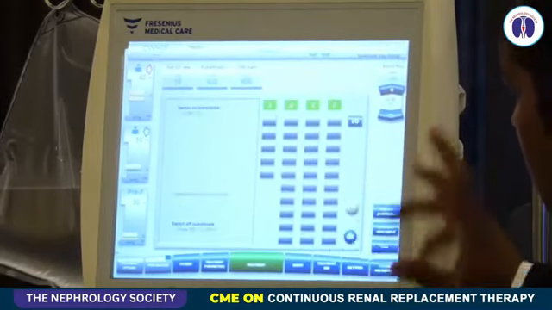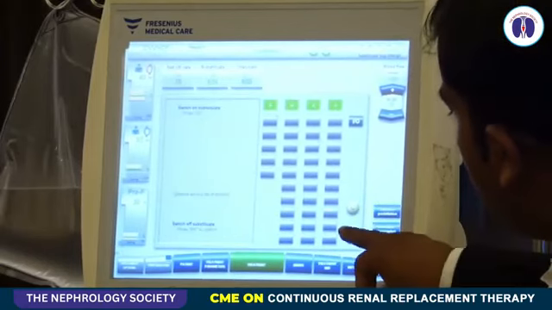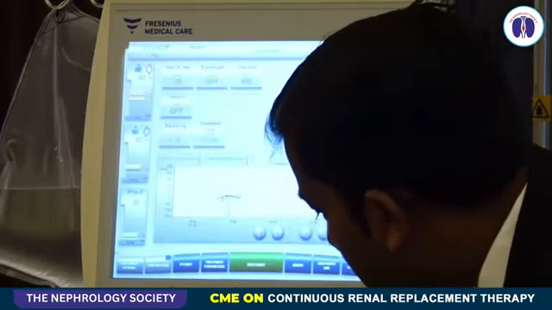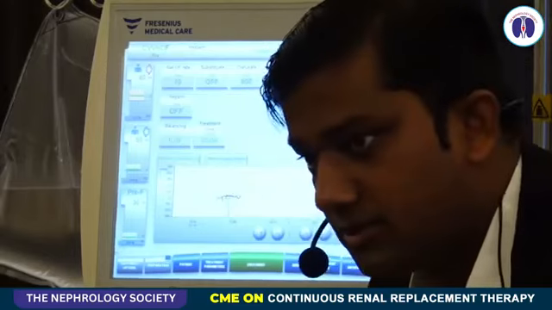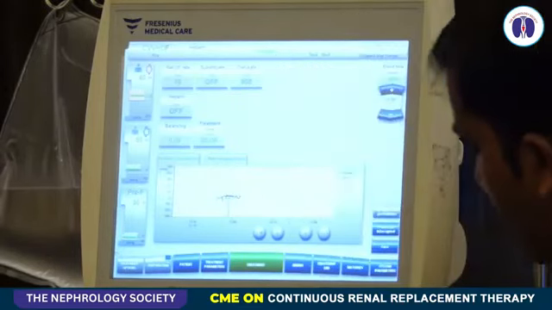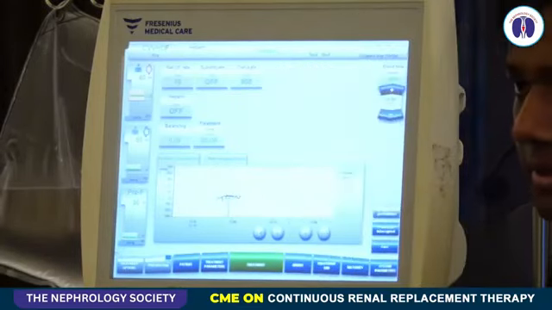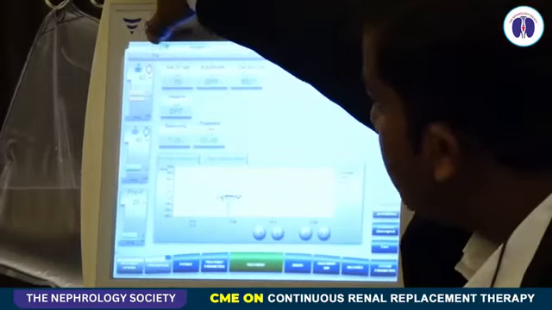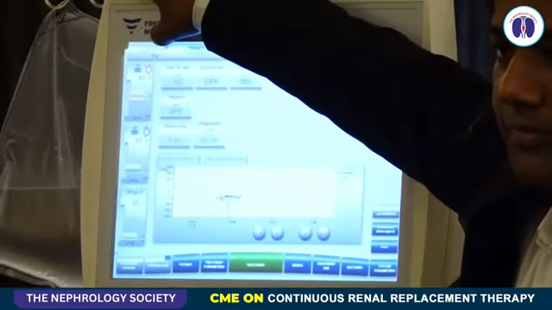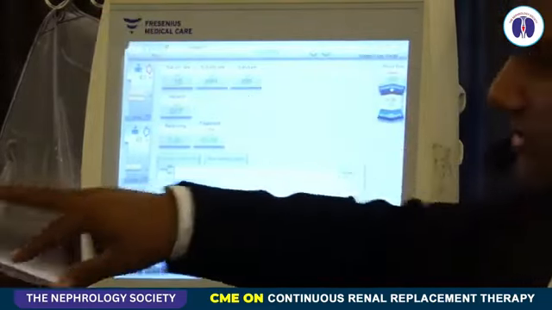Now you will see, this is the dialysate, this is the substitute. The substitute pump will not work, only the dialysate and other pumps will work. And the machine will be in CVVHD mode. And vice versa is also possible.